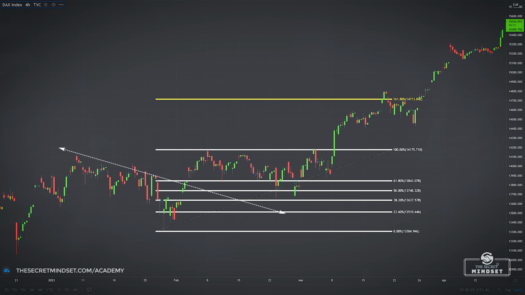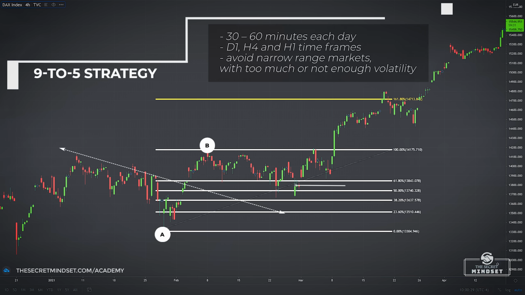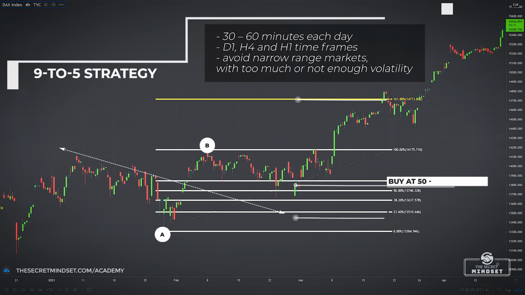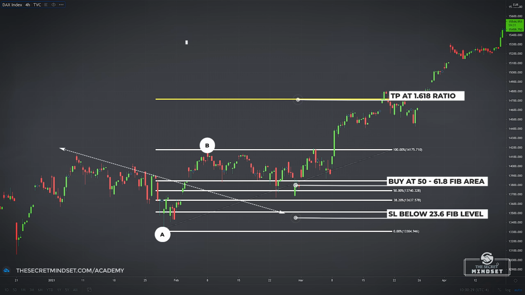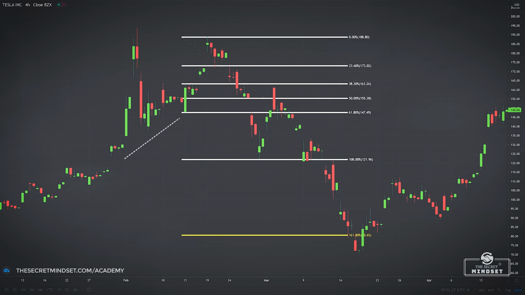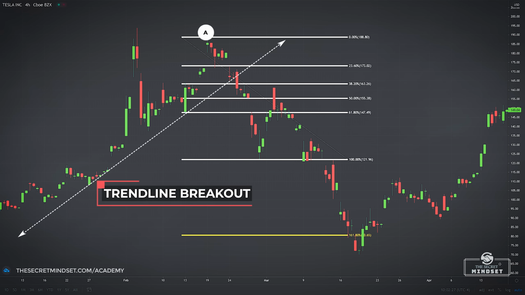The best part of this strategy is that you only have to spend 30 to 60 minutes each day, which makes it perfect if you have a busy program and don't have time to trade. Make sure you analyze the daily, the 4-hour and the hourly time frames, and avoid narrow range markets with too much or not enough volatility and other bad conditions. And yes, you could also use this strategy for day trading on lower time frames. Here are other examples of valid trades.